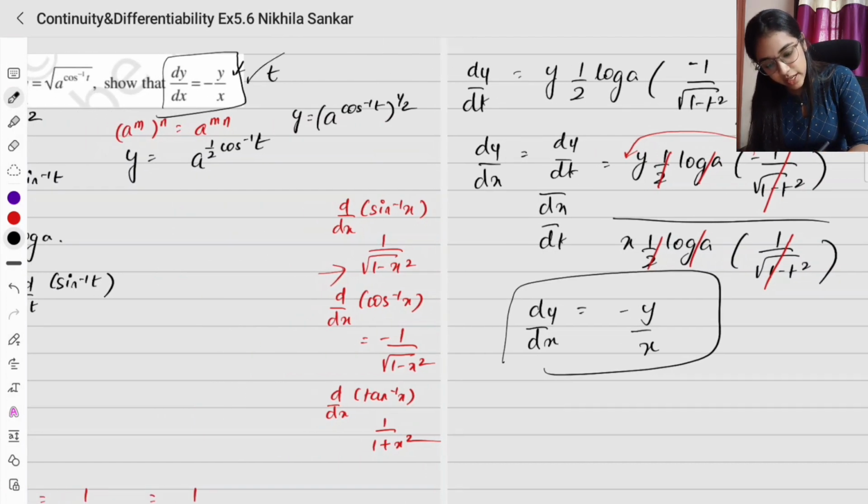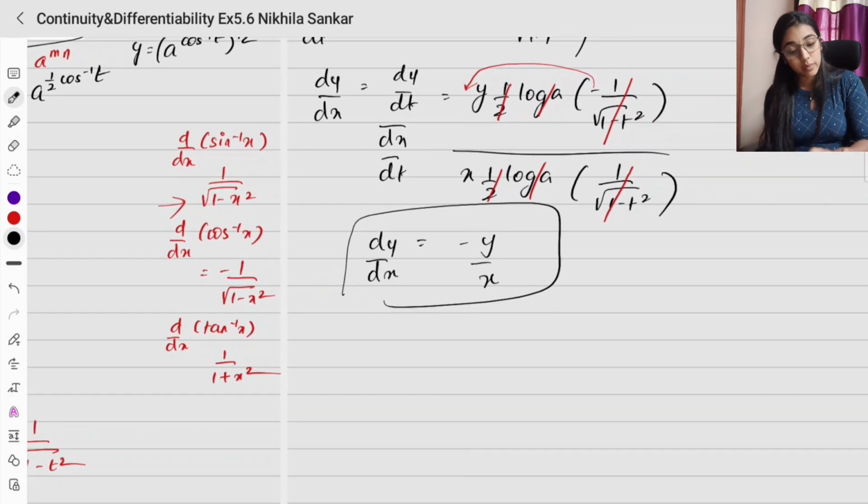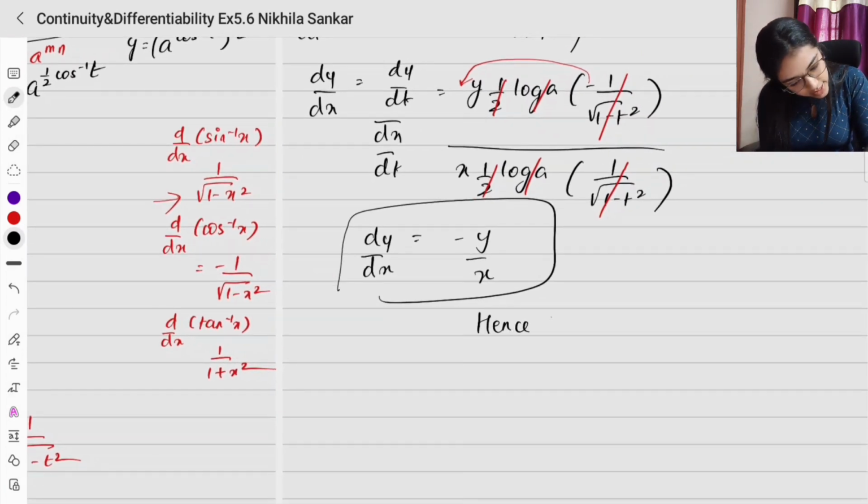In the question, they have asked to prove that dy by dx is minus y by x. So I have proved that. Hence proved.